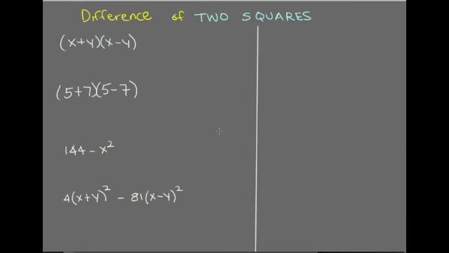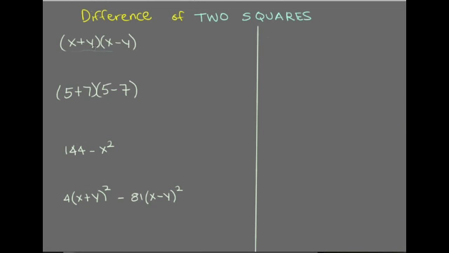Let's learn about a difference of two squares. So this here is a difference of two squares. And you might say, why is this called a difference of two squares? Shouldn't a difference of two squares be a difference of two perfect squares maybe? This doesn't look anything like a difference of two perfect squares.